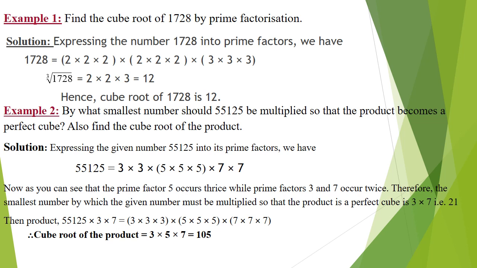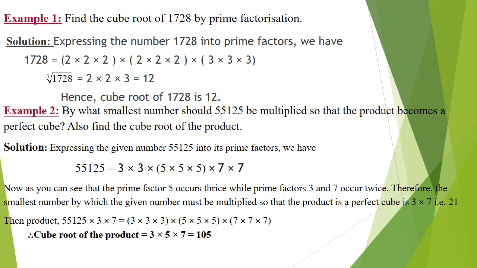So 55125 is written as 3 into 3 into 1 triplet of 5 into 7 into 7. Now if you see the right hand side of the equation carefully, we have one triplet of number 5 which occurs thrice. But number 3 and number 7 occur twice. Therefore, the smallest number by which the given number must be multiplied so that the product is a perfect cube will be 3 into 7, that is 21.